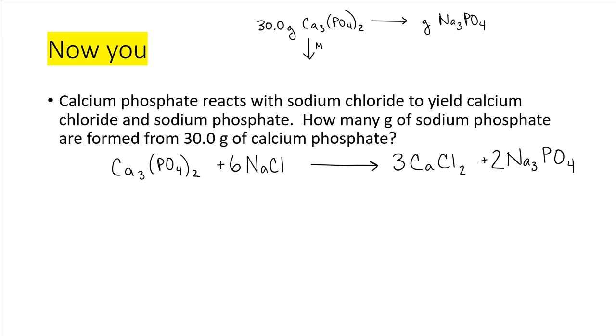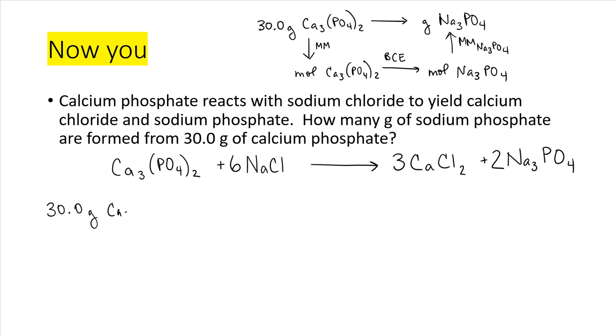So first off, molar mass will get you to moles of calcium phosphate. Then the balanced chemical equation tells you the ratio. 1 calcium phosphate forms 2 moles of sodium phosphate. And then finally, the molar mass of sodium phosphate gets you from moles to grams. All right, so let's have at it. We have 30 grams of calcium phosphate.